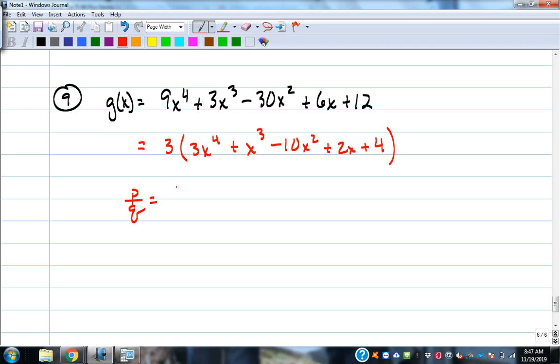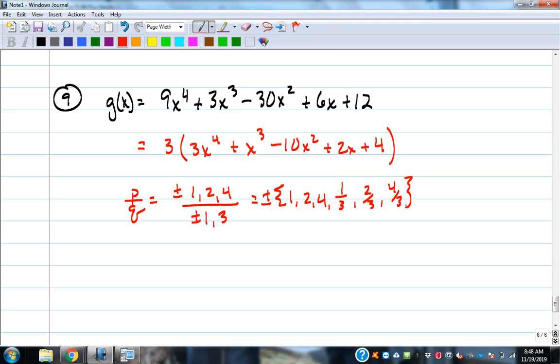P over Q: plus or minus 1, 2, and 4 over plus or minus 1 and 3. So that list would include 1, 2, and 4, 1/3, 2/3, 4/3. So this one's got some fractions that it could be out of that. And then set up a synthetic division with this part, not the original. It really doesn't matter which one you do that with. You're just going to have bigger numbers if you use the original. You still should get 0 in the remainder, whether you use the original or the part that I'm using here.